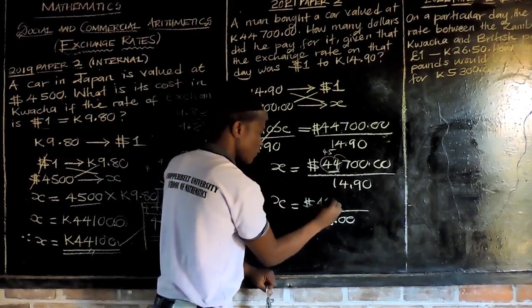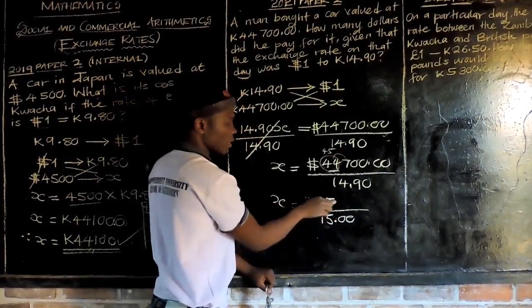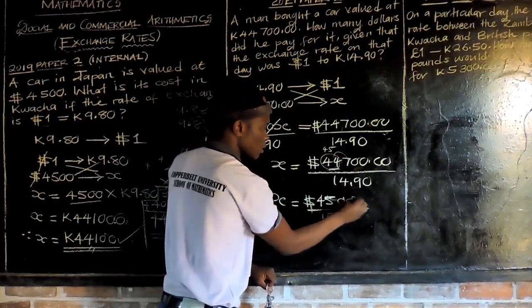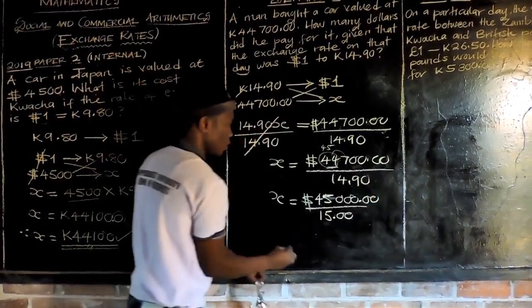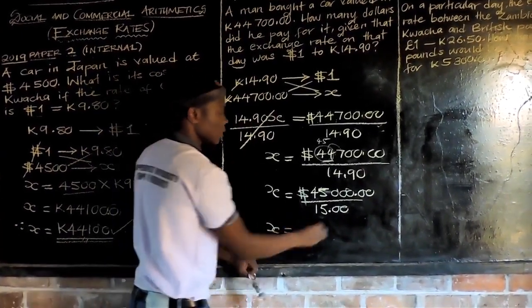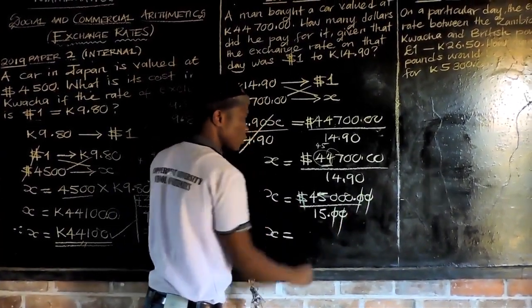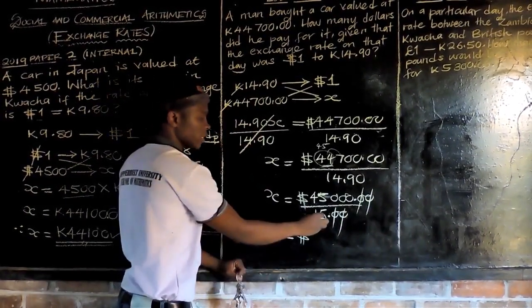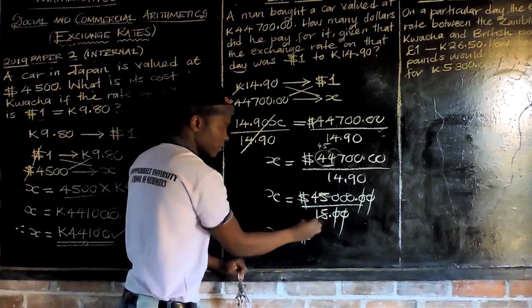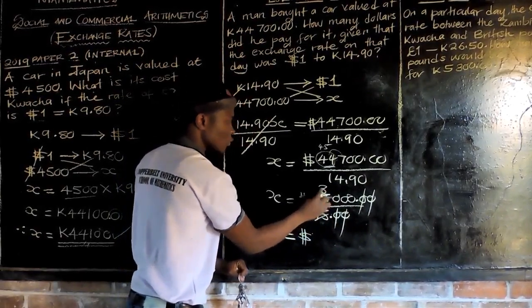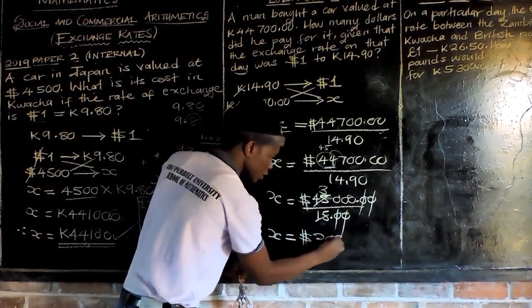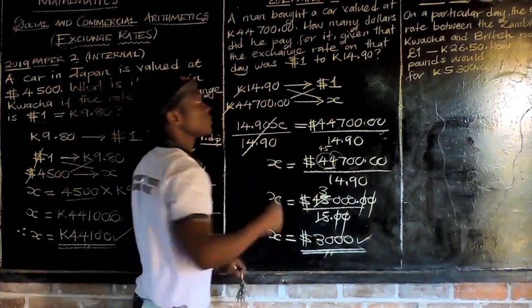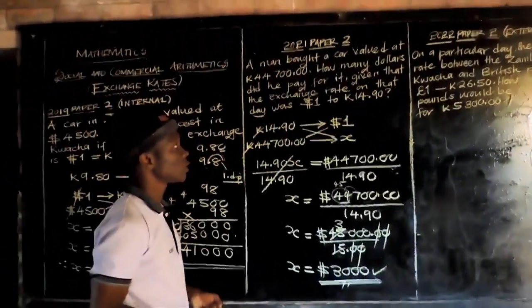So 45. Are we together, people? This 7 becomes a 0. Then we have these 2 zeros, so 0.00. So x equals, this 0 and this 0 are going to go in. So 15 can go into 45. 15 into 45 is 3. So you have $3,000. Very good. So let us look now at the last one, which is 2022.